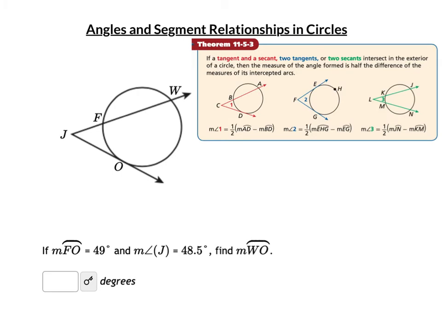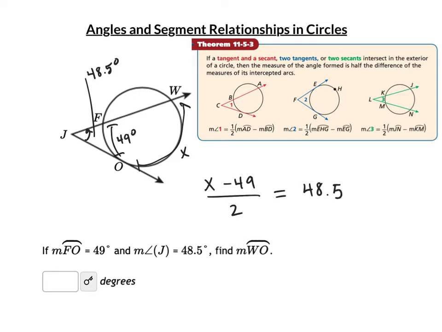Here we have a secant and a tangent. Take the big arc minus the small arc, divide by 2, and you get that angle. We know that the measure of angle J, that's that angle there, is 48.5 degrees. We know that FO is 49 degrees. Let's call this X. We take X minus the 49, and we divide by 2, and that gives us 48.5.